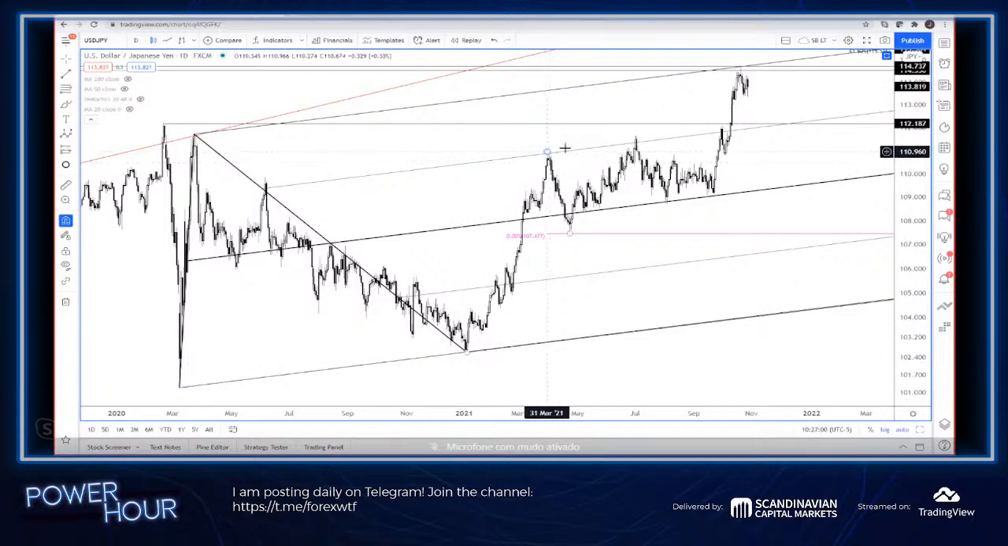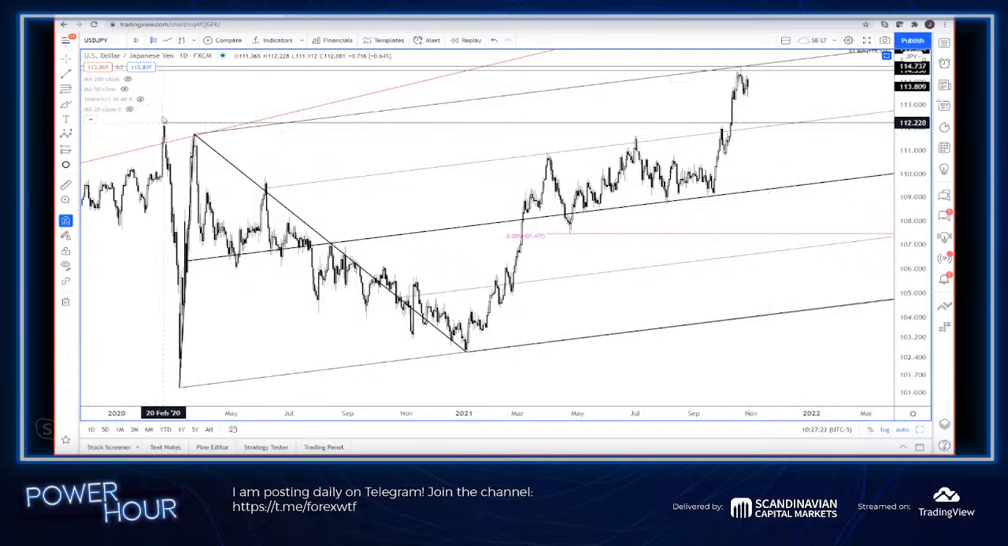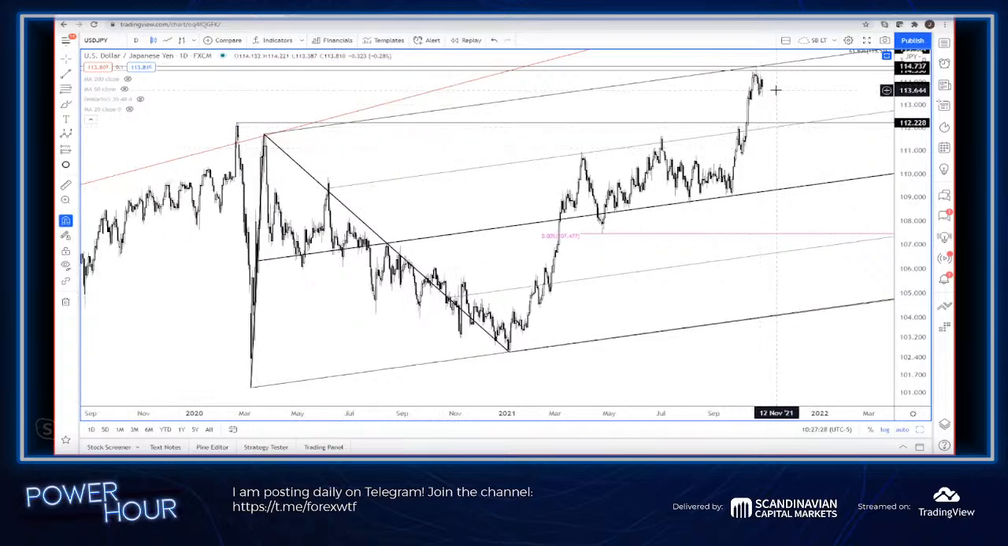75 line resistance. We really took off from the center line. So again, since these were resistance levels before, you'd be expecting this line to now provide support. And again, that's going to be near 112 to 112.20, which is that former high. So that is where my head's at on dollar yen.